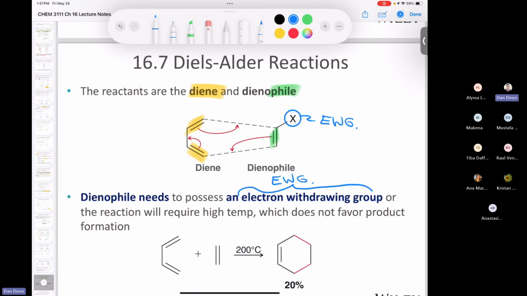It could be a halogen, it could be a nitro group, it could be a nitrile, but you've got to have something electron withdrawing, otherwise the reaction doesn't work. In fact, if you just take 1,3-butadiene and mix it with ethylene and crank it up, you can get cyclohexene, right? You can get it, but your yield is very low. Low yield. So that tells you this reaction works, but it's not a great reaction, okay?